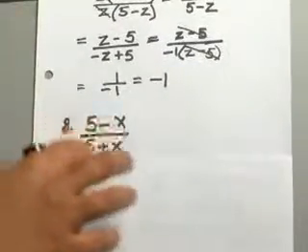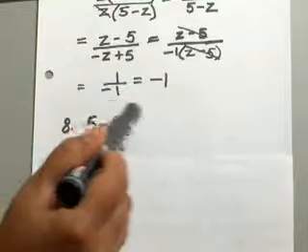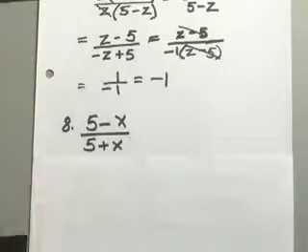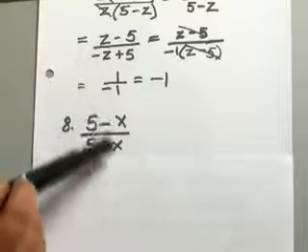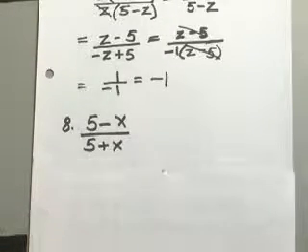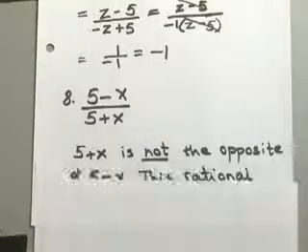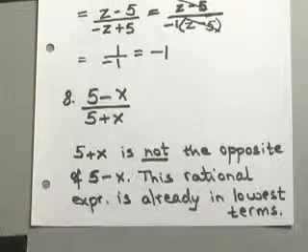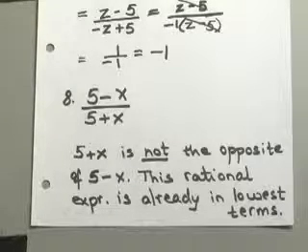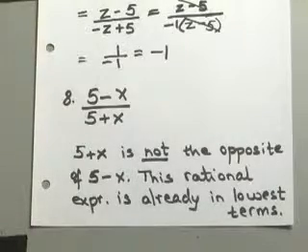In this case, your terms are still the same. 5 and x are in the same order. We haven't changed their order. The only thing different between the two expressions is one is negative and one is positive. So that tells us this is not an opposite. Okay, 5 plus x is not the opposite of 5 minus x. You will not be able to reduce this down any further. This expression is already in its lowest terms. You cannot do anything else to this expression here.